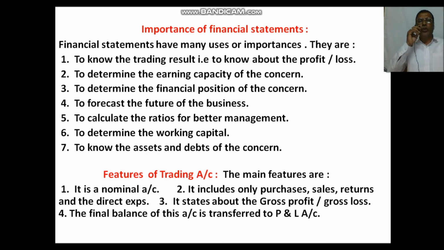Number 6, to determine the working capital. The working capital means the amount required to conduct the business, the day-to-day expenses. How much working capital is required? You can calculate and determine it only if you have systematic financial statements in your concern.